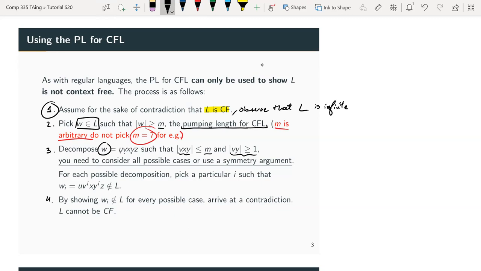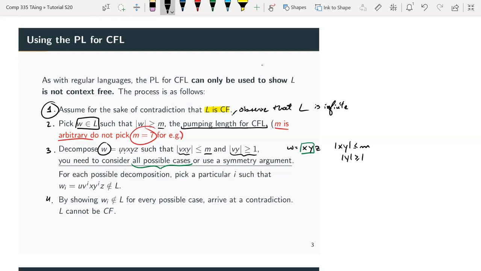And unlike in regular languages, for the Pumping Lemma of regular languages, where, as a reminder, it was w = xyz, where |xy| is at most m, and |y| is at least one. So for regular languages it was pretty easy because there is a single case, and the single case for the decomposition was that your xy was at the beginning of your string. But now it gets a bit more complicated because the decomposition has different possibilities. So you need to consider all possible cases, all possible decompositions.